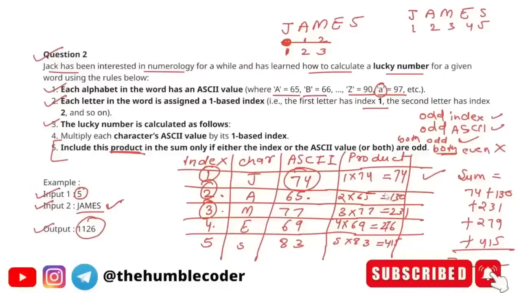There can be other test cases where both the index and the ASCII value are going to be even. So in those cases you don't have to take your product values, okay. Finally, now you have got the values which you need to sum up. When you sum up, you will get the final answer as 1126, which is going to be the final output.